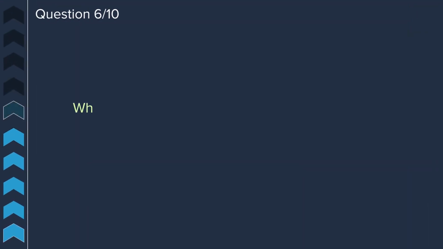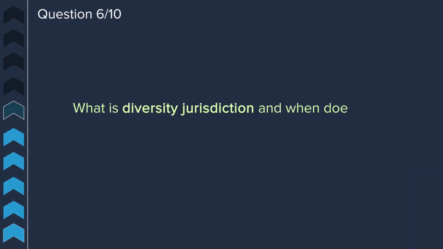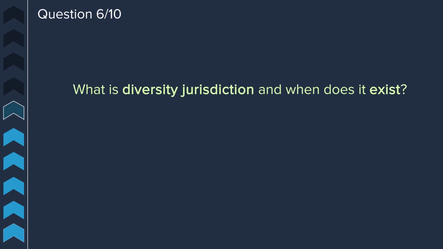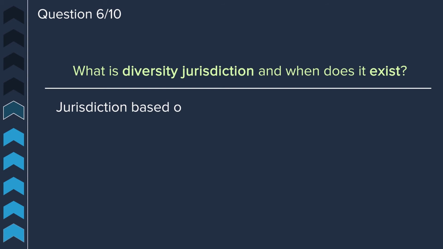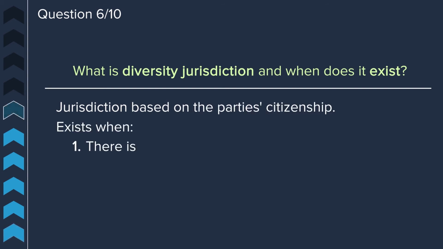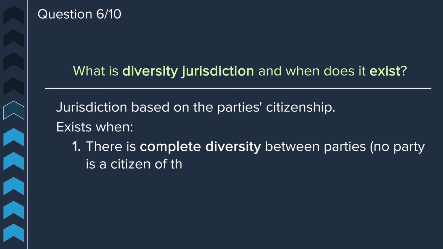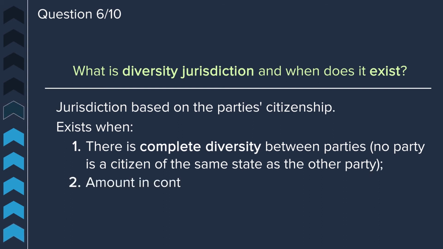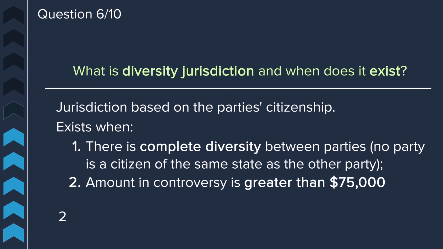Question 6. What is diversity jurisdiction and when does it exist? Diversity jurisdiction is jurisdiction based on the party's citizenship, and it exists when 1. There is complete diversity between the parties, which means that no party is a citizen of the same state as the other party, and 2. The amount in controversy is greater than $75,000, and this is from 28 U.S.C. section 1332.